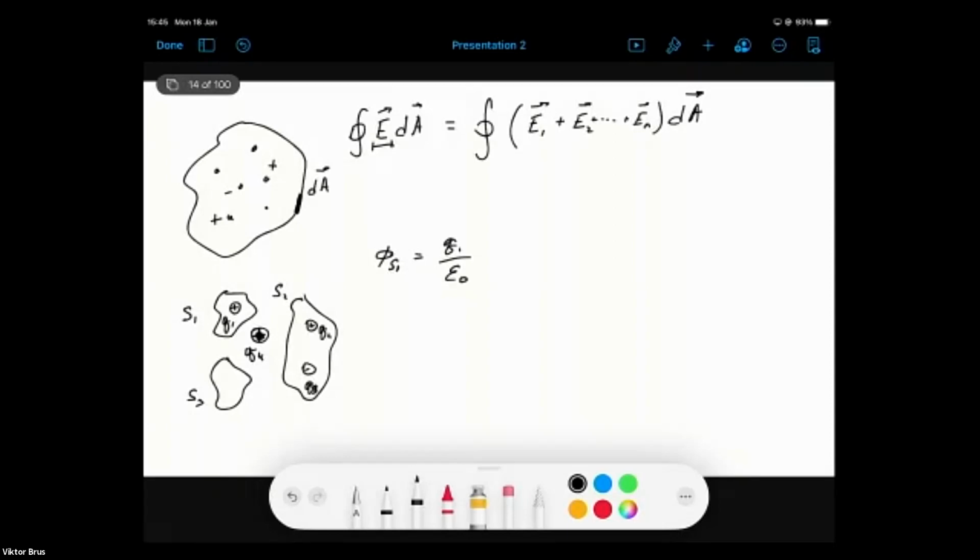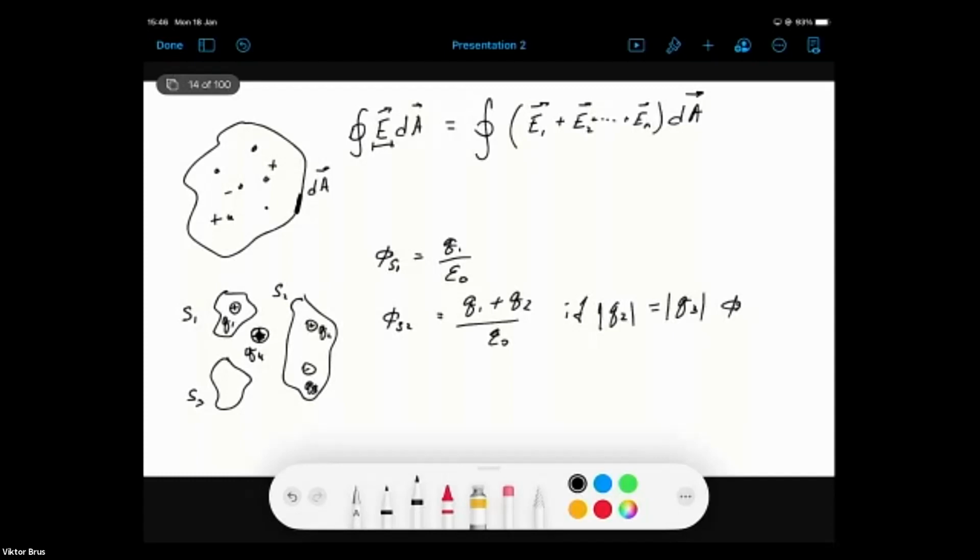Electric field flux through surface 2 will be equal to Q1 plus Q2 divided by epsilon 0. Here we need to specify, because we have positive and negative. So if Q2 is, by absolute value, equal to Q3, then they will cancel each other out. And in this case, net electric charge will be equal to 0.